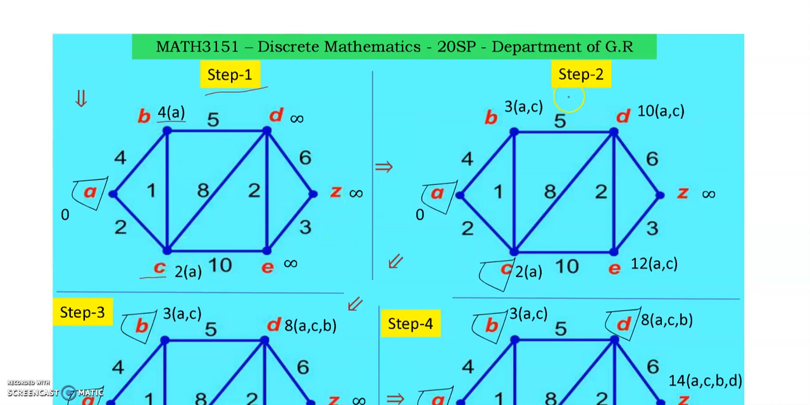Now step 2. Already we made a circle or square for the source vertex. Why do we make a square or circle for this vertex C? Because 2 is the distance to reach C from A, and this is the minimum. We are going to fix it as the minimum distance to reach this vertex from A. So we cannot find a minimum distance less than 2 to reach C.